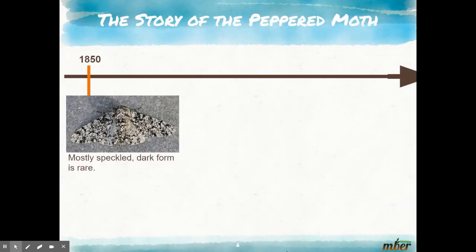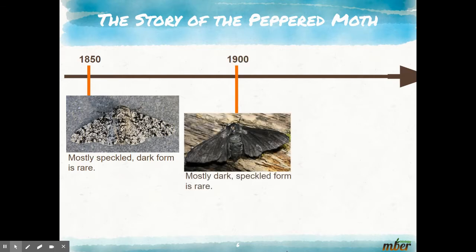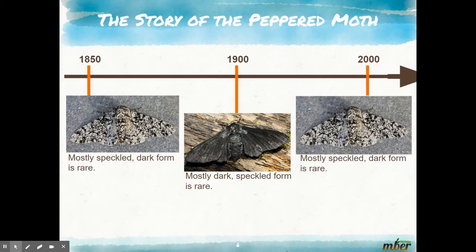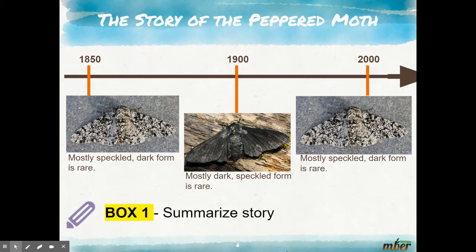So in 1850, there was mostly speckled moths, and the dark was the rare form. But in 1990, mostly dark was more common and speckled form was rare. And currently in the year 2000, we're back to speckled being the more common kind. Okay, so in box 1, you're going to summarize a story.